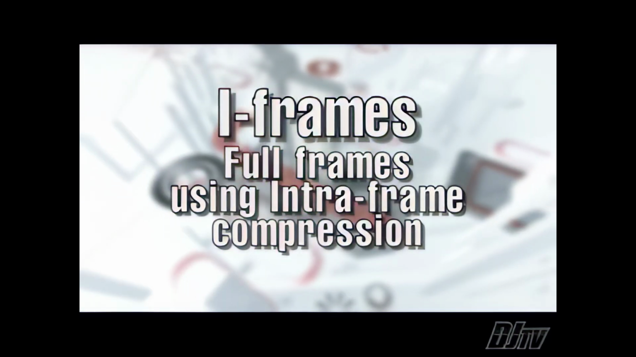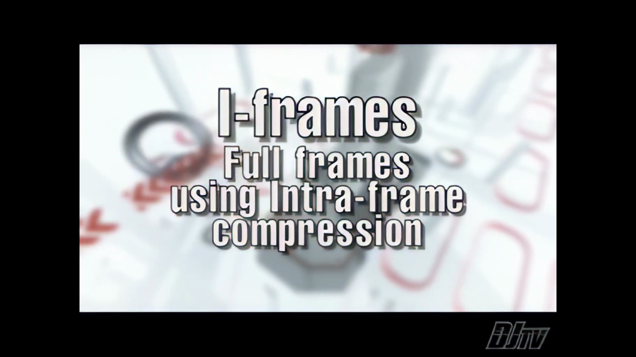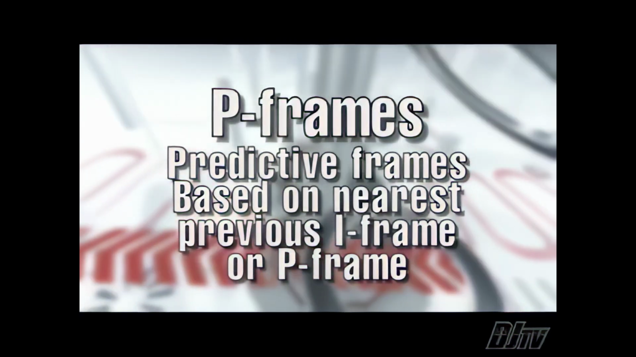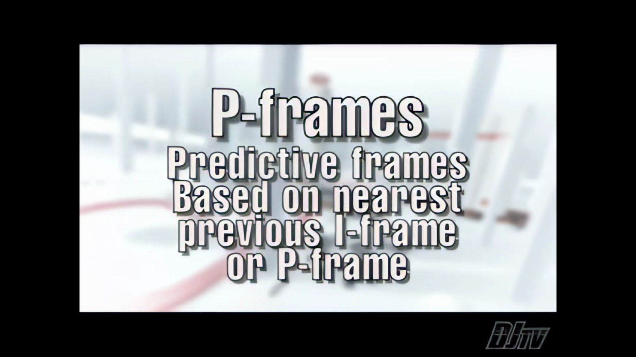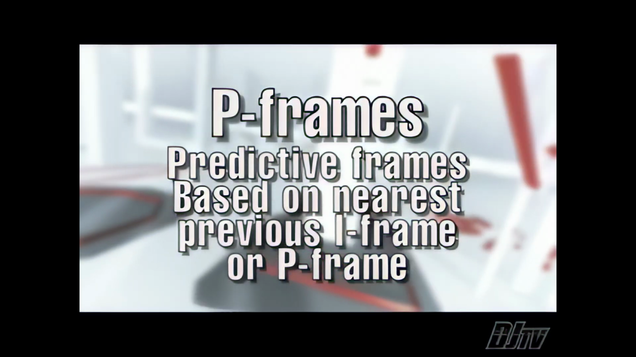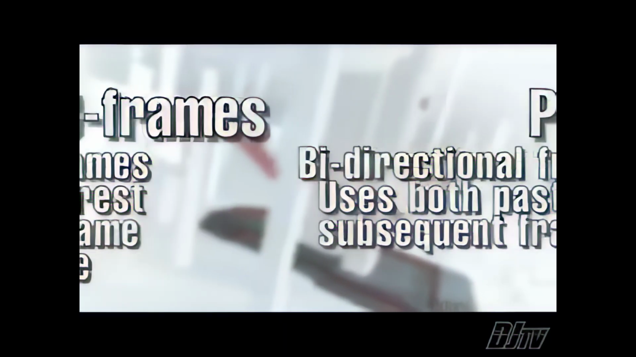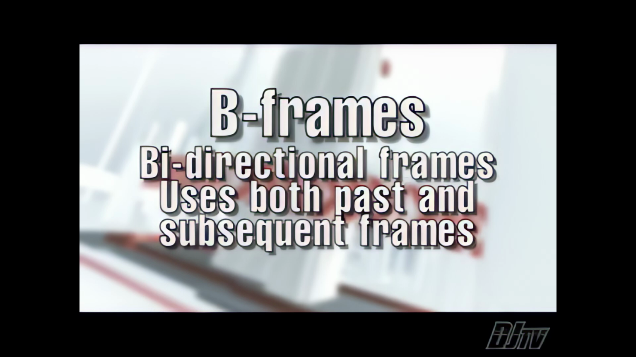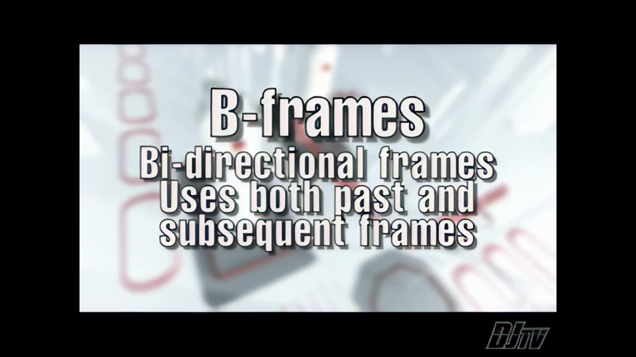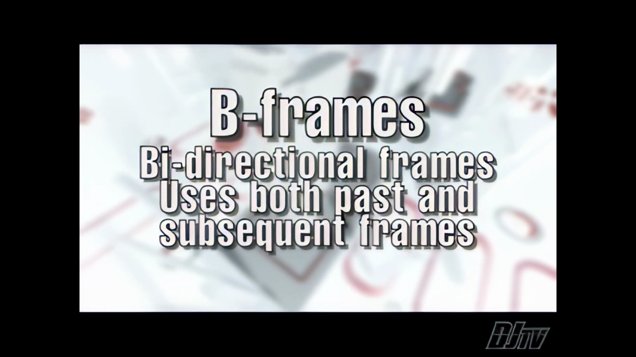Inter-frame compression for MPEG-2 is quite interesting. Like other MPEG video standards, it involves three types of frames. I-frames, which are full frames using only intra-frame compression. P-frames, which are predictive frames that are generated based on the nearest previous I or P frame. And B-frames, which are bidirectional frames that use both past and subsequent frames as a reference.